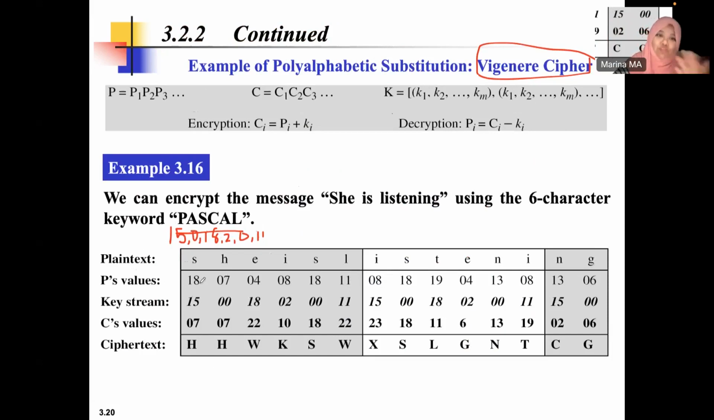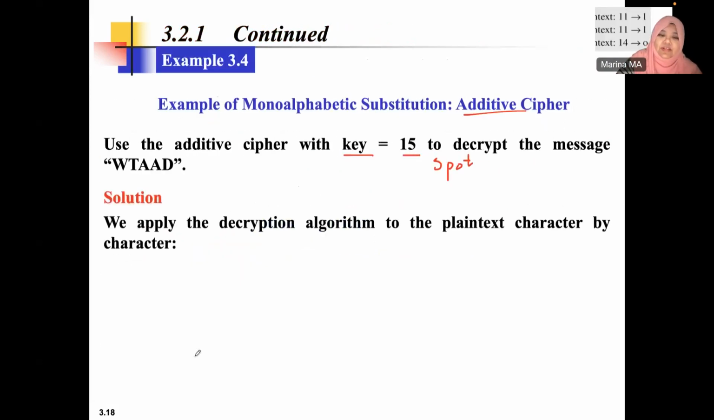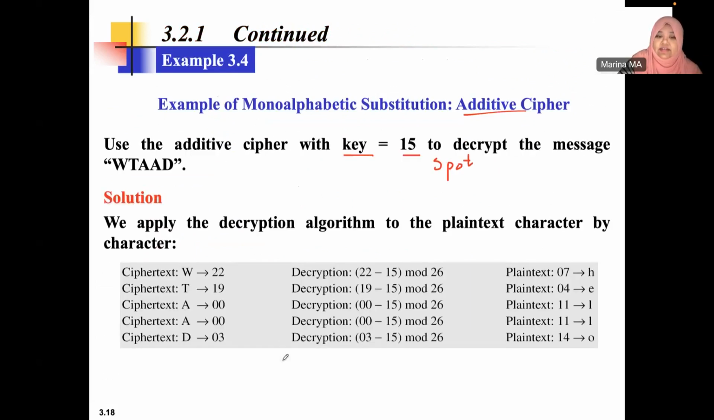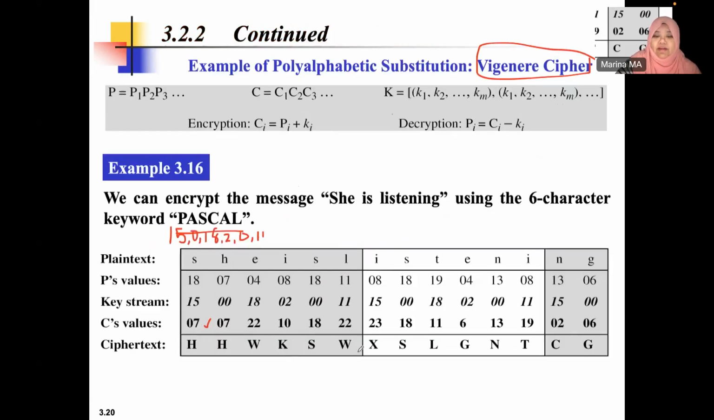From there, you do additive. So 18 plus 15 is 33. 33 mod 26: what did I teach you? Just minus 26, and you will get 7. Then 7 plus 0 is 7. No need to subtract, because 7 is already less than 26. So you get 7. Then you find the value from the table from the first part, from the value to the ciphertext. You will get something that doesn't make sense.